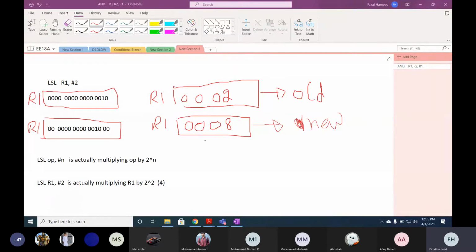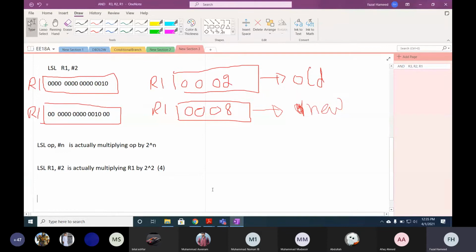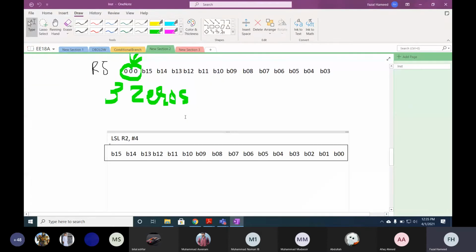Sometimes it's also important if the most significant bits are 1, so it means that the data will be lost. Why is it like this? Can anybody give me a logical answer to this?